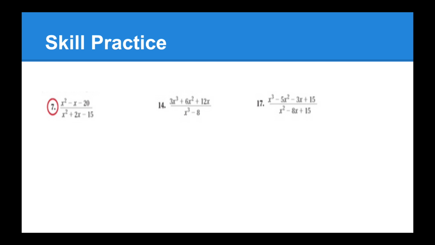So this is just a simple skill practice. We're going to practice skills with this one. Is there anybody who can solve this one? Number 7. Can anybody solve number 7 in this class?